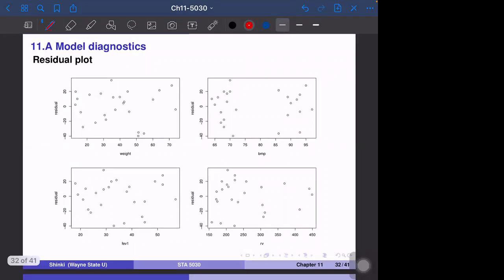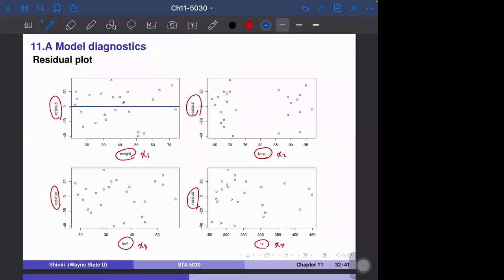And in the residual plot, you can see the weight and the BMP, FEV1, and RV. These are the variables. So you can say this is X1, X2, X3, X4. And this is residual, so the y-axis. And this should be random. And the error size should not be predicted by the X value. But here, it is almost the ideal case. Okay, so maybe just a baseline here. And we don't have any pattern. The errors are entirely random. I would say this is almost the perfect residual plot.